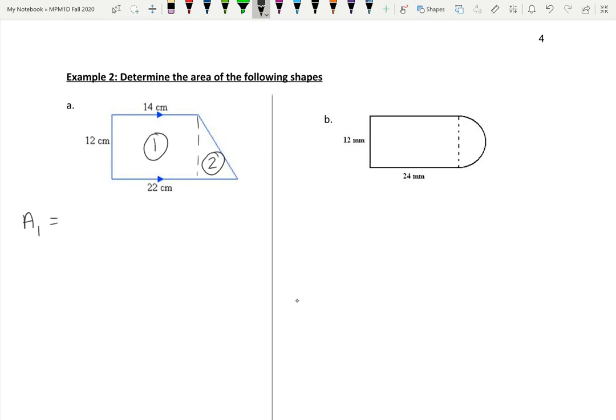So the area of a rectangle is length times width. It is not 22 centimeters. 22 centimeters is from here all the way to here. So we're not using the 22 centimeters. We're using 14 centimeters. 14 times 12, 168. And remember, area, your units are squared.